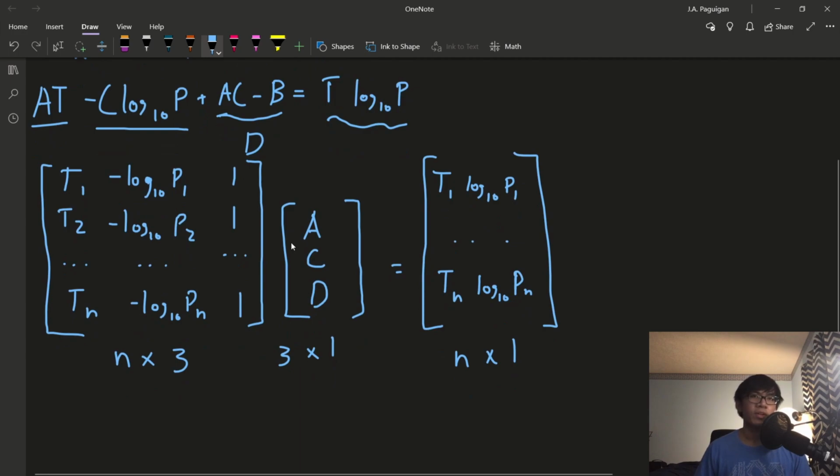If you remember the dot product, it's just basically you're matching up certain dimensions of each matrix. So you'd be multiplying T1 times A, which is where that comes from. Then log base 10 of pressure 1 times C, then 1 times D. Here you get this, D. And it basically repeats until we get each row of this vector.